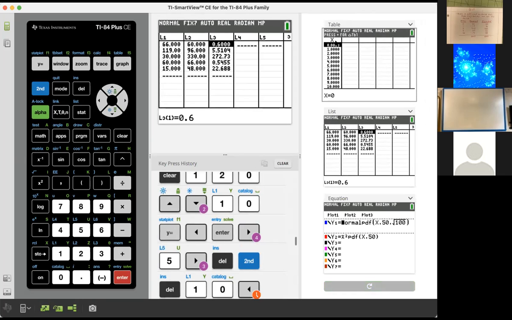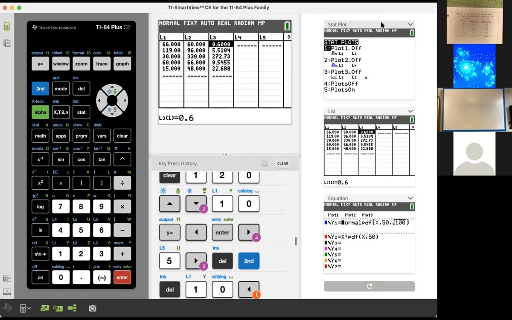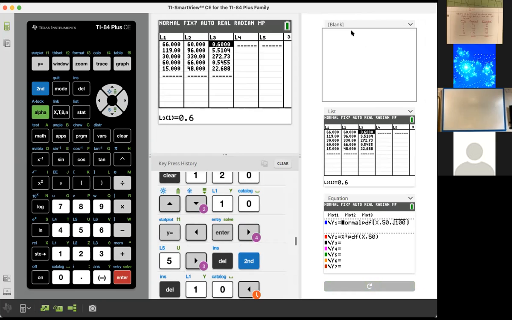Get the table in front of you. I don't have the table right there. Let's get the stat plot in front of you. I don't have the stat plot right there. Let's get the window in front of you. I don't have the window. Okay, I don't think I can show both of these at the same time, but let's show you how to add these up automatically.